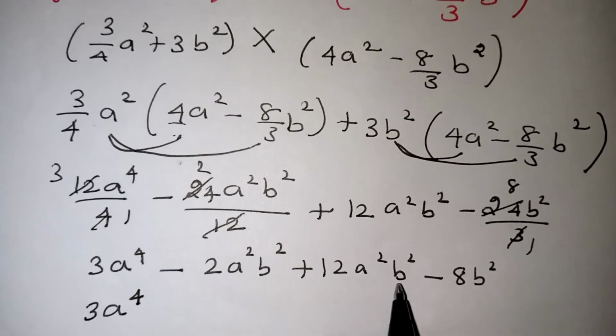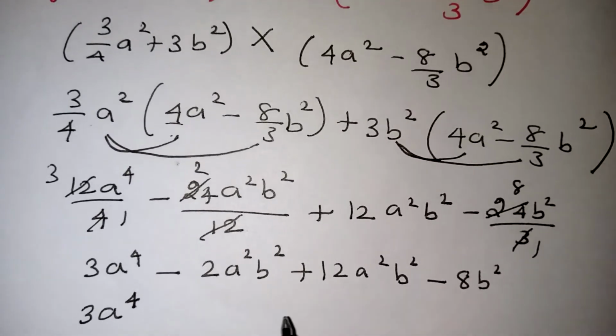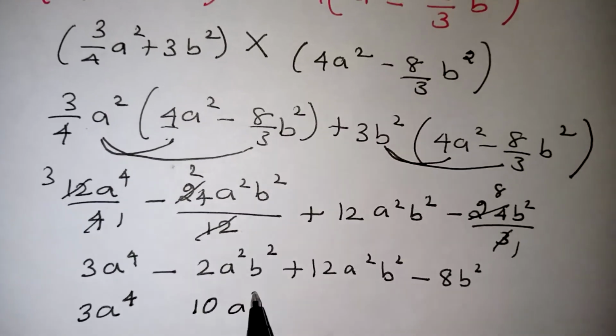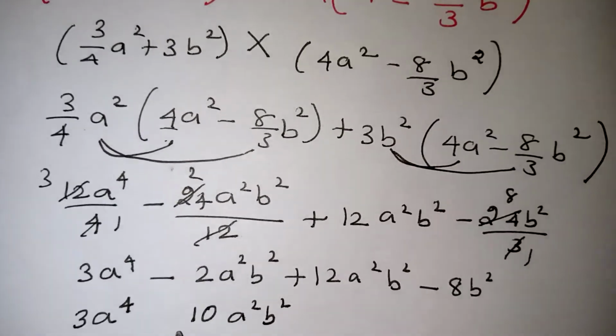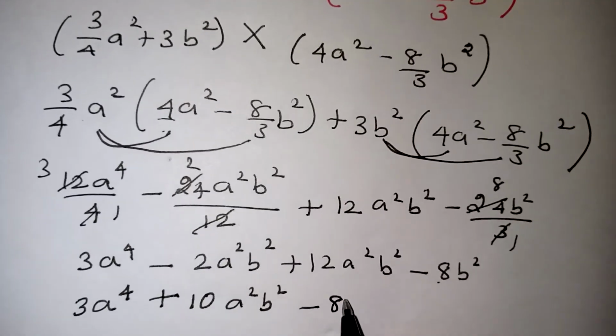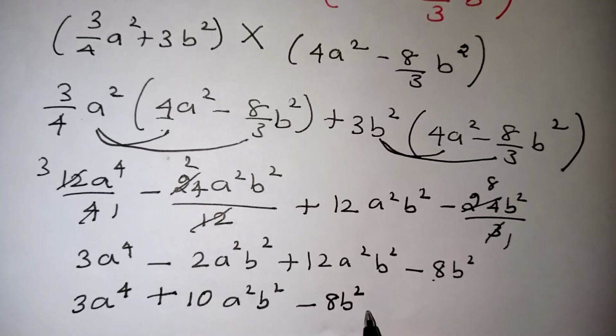These two are like terms. Both are a squared b squared. So 1 is plus, 1 is minus. Let us subtract. So 10 a squared b squared will come. Big number sign plus, so we have to write the plus here. Last term 8b squared, that should be written as it is. That is your correct answer.